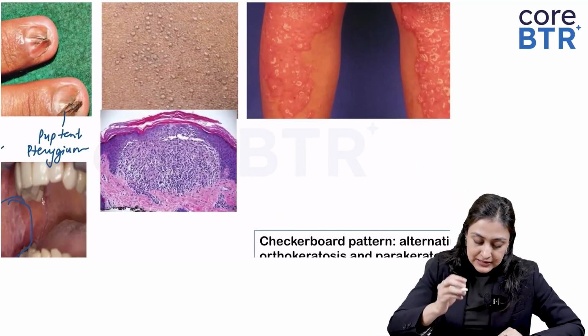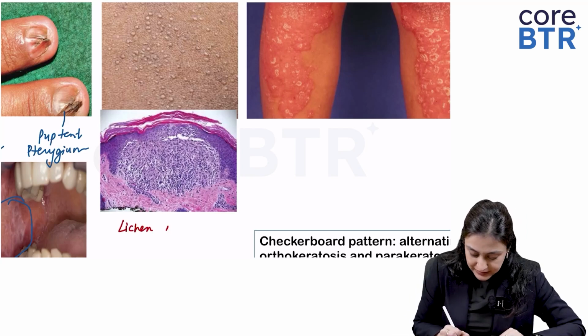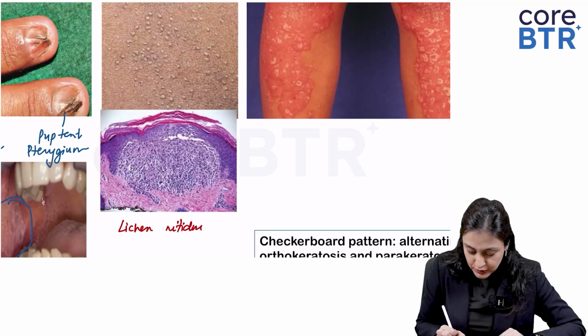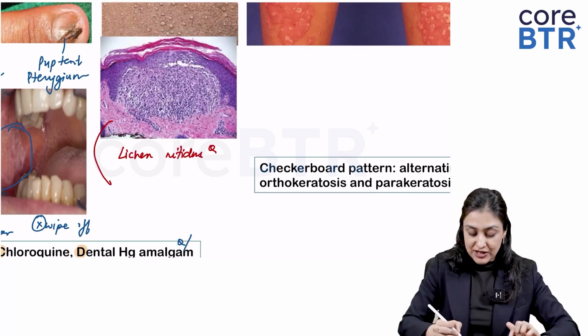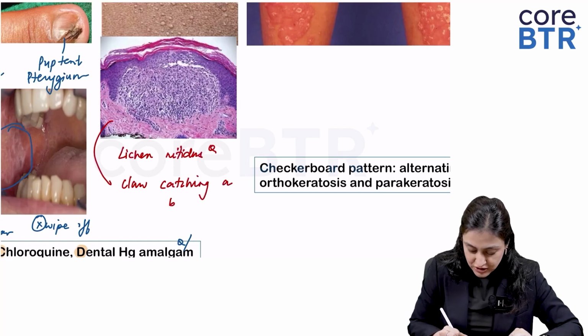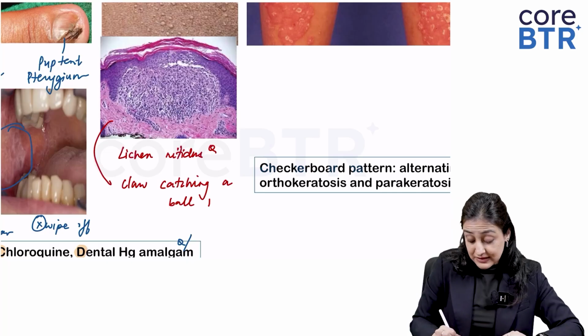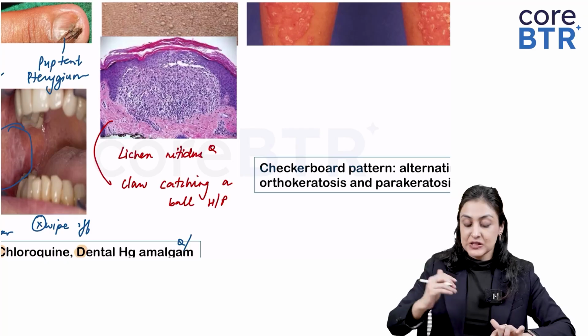Then you have these nodular tiny lesions. This is called lichen nitidus, PYQ, image based question. And this histopath appearance looks like somebody is trying to catch a ball. So somebody's claw trying to catch a ball. Claw catching a ball. That's the legit histopath term they've given. Okay, so that's lichen nitidus.